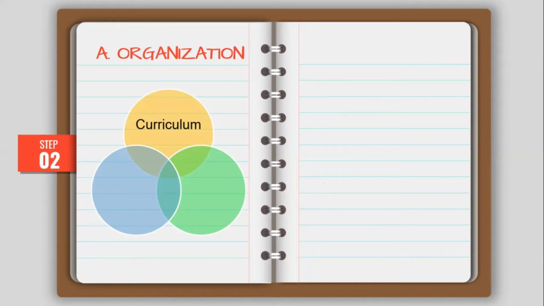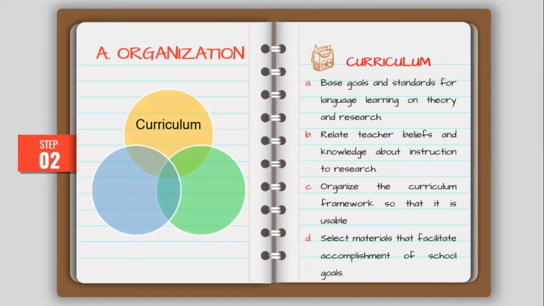Let's now proceed with the organization. In organizing a remedial program, we must consider some factors. The first one is curriculum. So how are we going to organize a curriculum? As teachers, we have to base our goals and standards for language learning on theory and research. We have to relate our beliefs and knowledge about instruction to research. We have to organize the curriculum framework so that it is usable, and then select materials that facilitate accomplishment of school goals. So the first factor is curriculum.